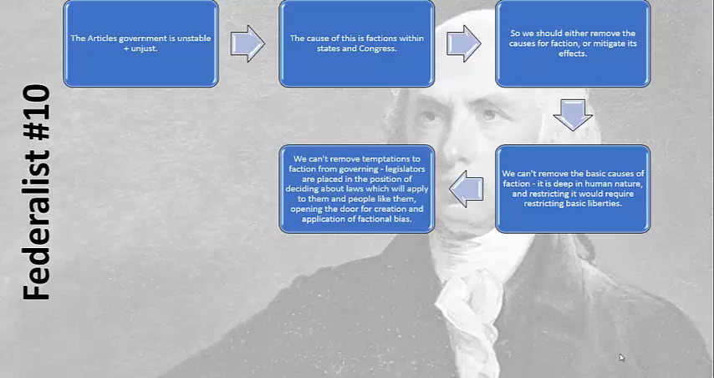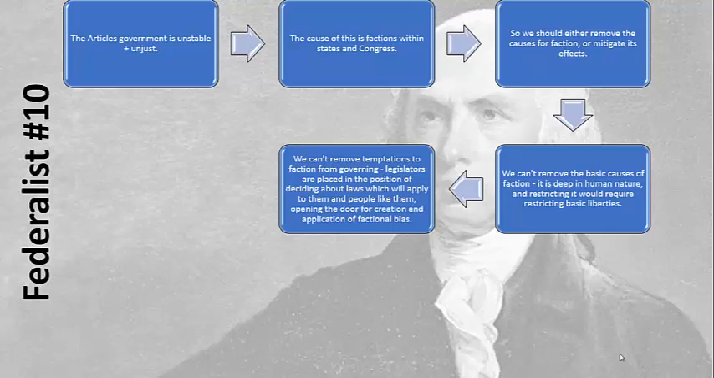Similarly, Madison says, even if you say, well, okay, we can't make people not be factional, but why can't we make government less responsive to factions? Madison says that inevitably government legislators are going to be responsive to the temptations of faction. They'll be factional just like normal people.